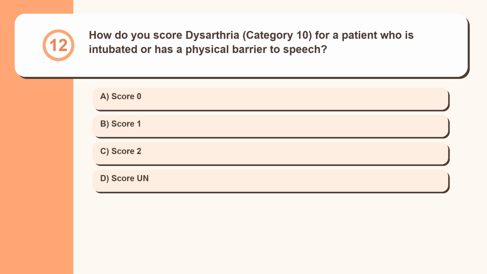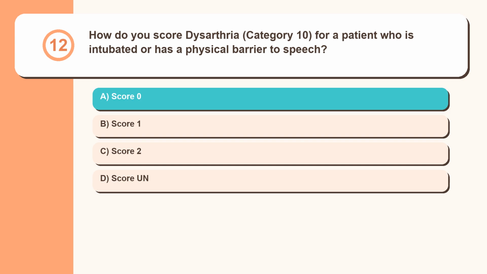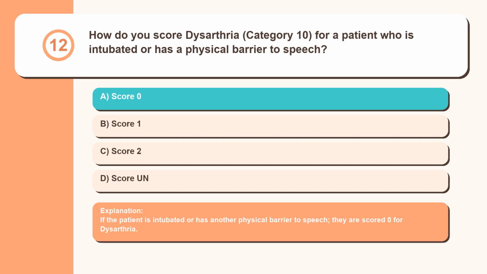Question 12. How do you score dysarthria, Category 10, for a patient who is intubated or has a physical barrier to speech? Score 0, score 1, score 2, score UN. If the patient is intubated or has another physical barrier to speech, they are scored UN for dysarthria.